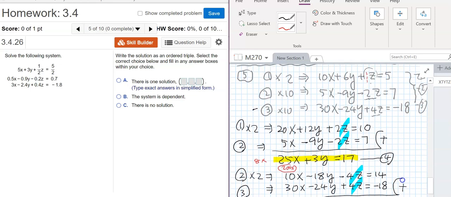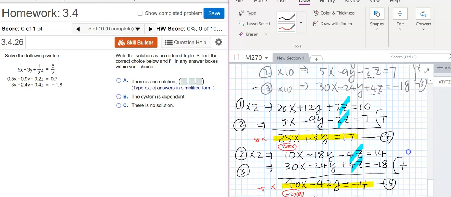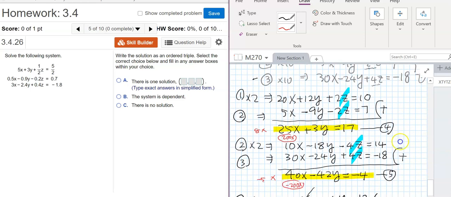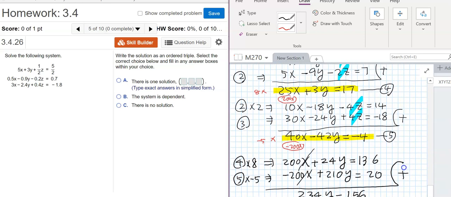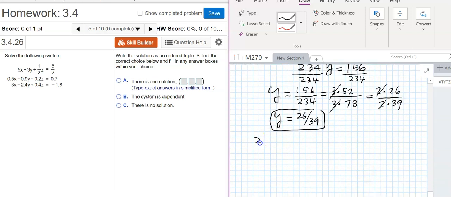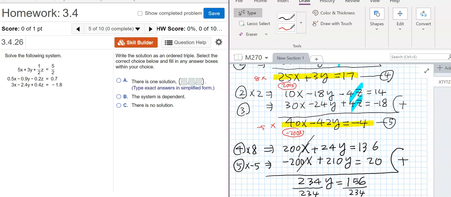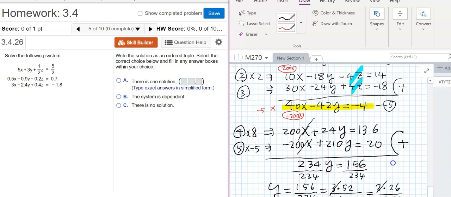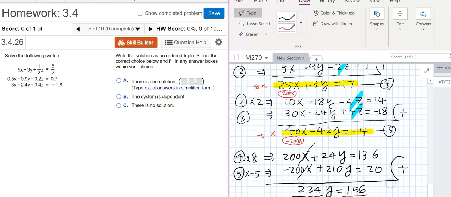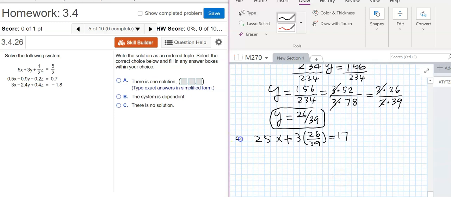How to find x? I want to go where it's easiest to find. There's not really much benefit, so I'm going to go to number 4. Number 4 is 25x plus 3y equals 17. Remember, 3 times 26 over 39 equals 17. Okay, so now number 4.